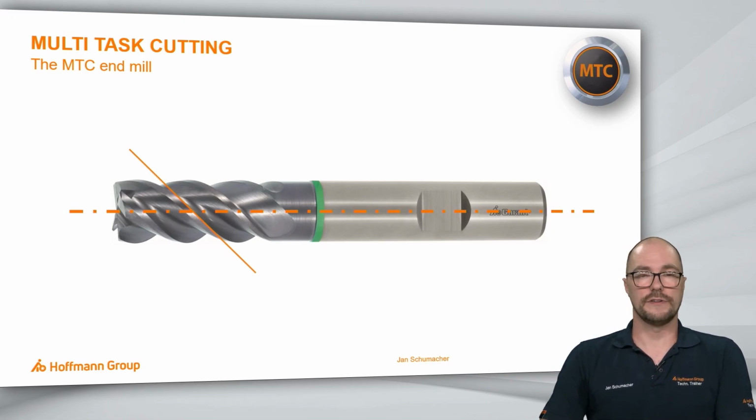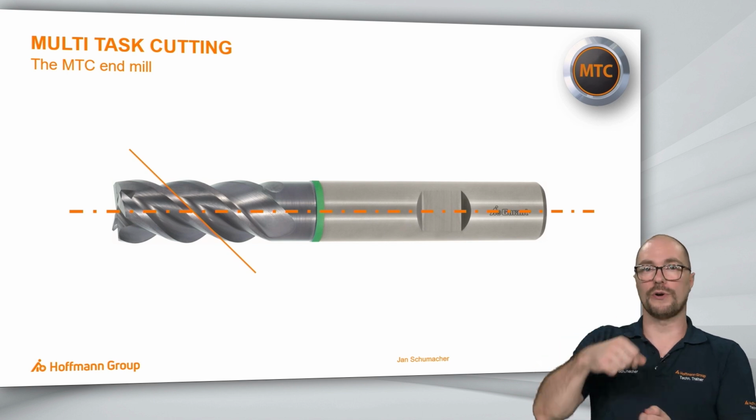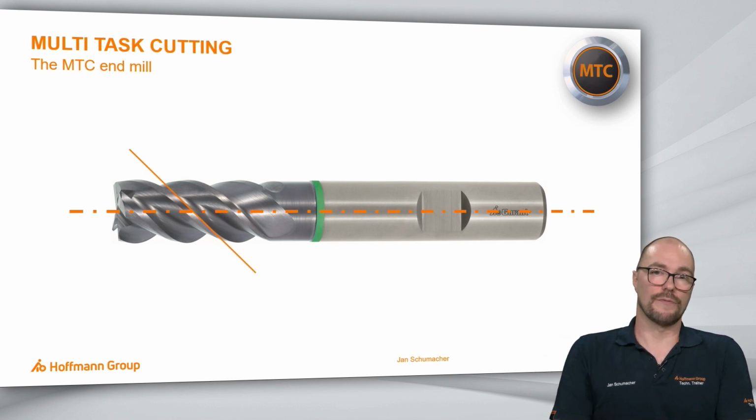There's one other feature that can help us to stabilize the process, and that is the helix angle. Our MTC milling cutters use a 45-degree helix angle. And that really pulls on the workpiece, and by using those pulling forces, we can create more stability and less vibrations in our machining situation.